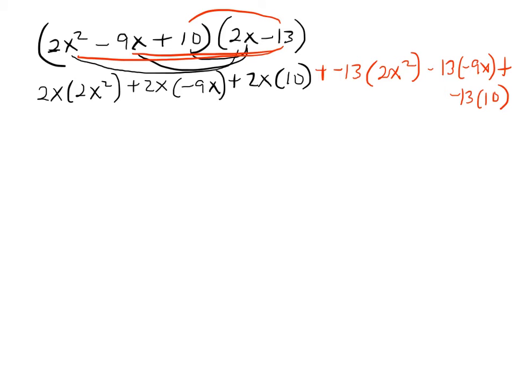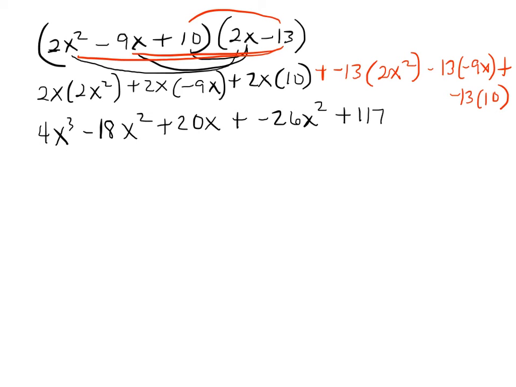So multiplying all this out gives me 2x times 2x squared is 4x to the third. 2x times negative 9x is negative 18x squared. 2x times 10 is 20x. Negative 13 times 2x squared is negative 26x squared. Negative 13 times negative 9x is positive 117x. And negative 13 times 10 is negative 130.